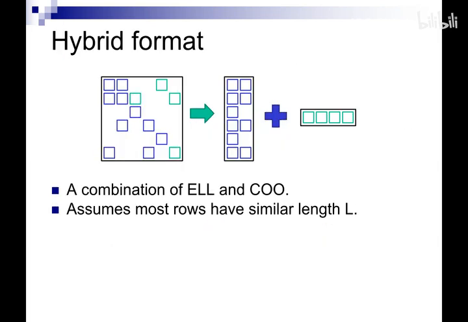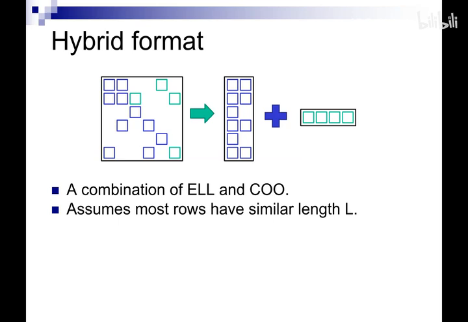So the final format we're going to look at is called the hybrid format. And this is going to be a combination of several previous formats, in particular the ELL format and the COO format. You would use this hybrid format if you have a matrix where most of the rows have the same length, let's say L, the same number of non-zeros. However, you have a few rows with a lot of non-zeros.